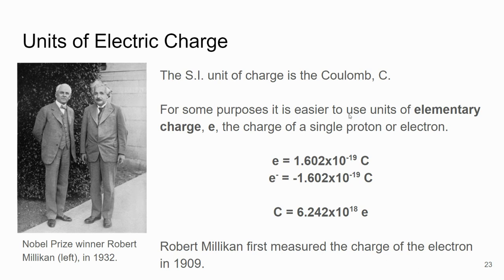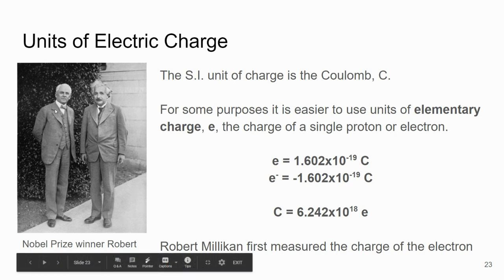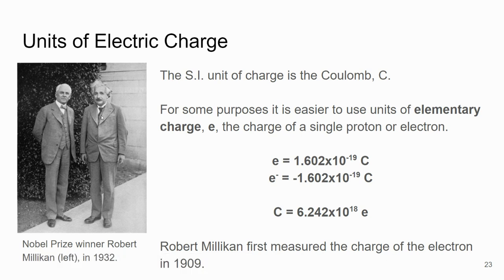The first person to measure the charge of the electron, in 1909, was Robert Millikan, this guy over here, standing next to another giant of physics, Albert Einstein.